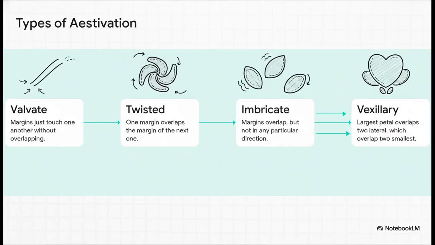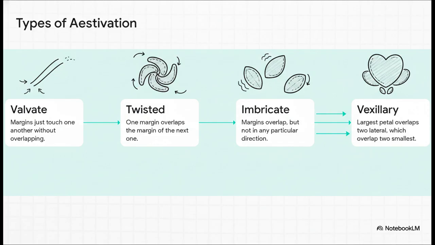Now here's another layer of detail that is just fascinating. It's called estivation. This is all about how the petals or sepals are arranged in the bud before the flower even opens. In the valvate pattern, their edges just touch, no overlapping. In twisted, each petal overlaps its neighbor in a consistent direction, creating a cool spiral effect.